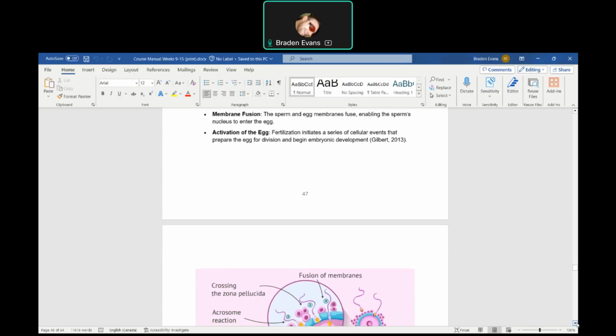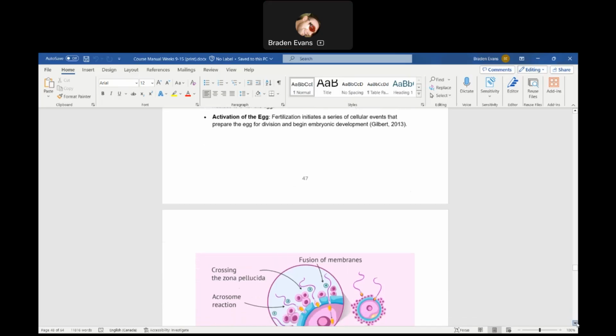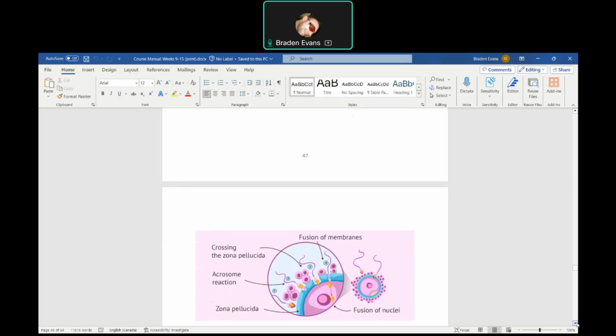Membrane fusion, okay, so when the membranes of these two cells fuse together, the nucleus of the sperm can enter the nucleus of the egg, and you now have this combined material between the two cells, and then the egg is activated, right? And so the cell begins to prepare to divide and grow, and that is the egg that has been fertilized by the sperm.